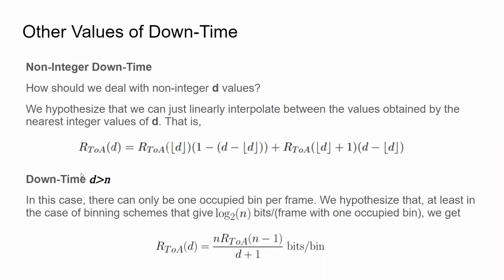And then for downtime D greater than N, it appears that the rate you end up getting is going to be the rate that you get with downtime N minus 1, but scaled by some factor. So that's going to be N over D plus 1, in units of bits per bin.